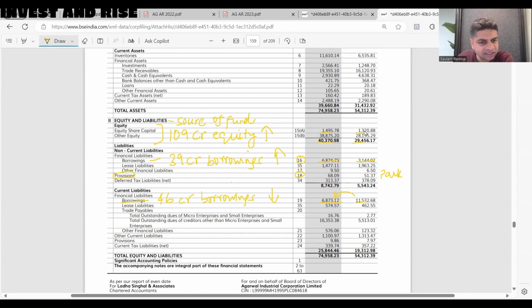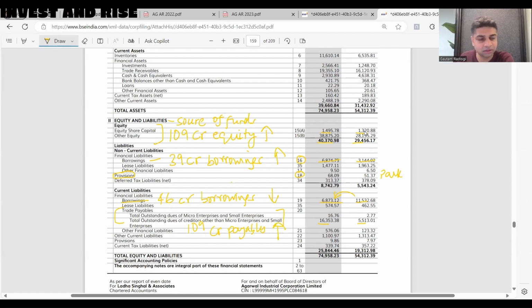Lease liabilities again, let's not worry about it. Trade payables, I think, is interesting. If you look at trade payables, it has increased from 55 CR to 164 CR. That is an increase of 109 CR in payables.